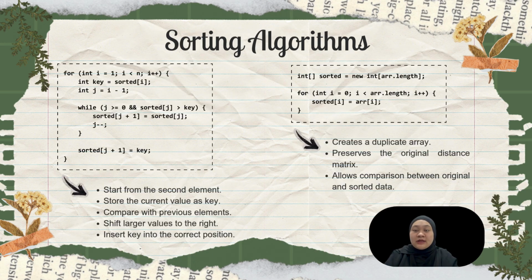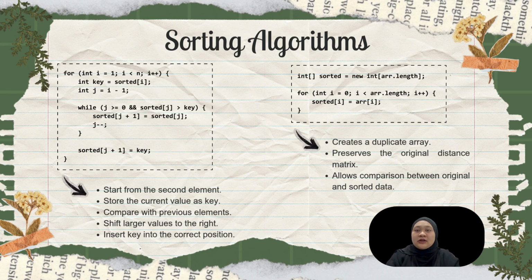Next, I will explain the implementation of the insertion sort algorithm in our project. The purpose of using insertion sort is to arrange the distance values in ascending order, making the data easier to process and analyze. First, a new array called sorted is created. The values from the original array are copied into this new array. This is important because it allows us to keep the original distance matrix while performing the sorting process.